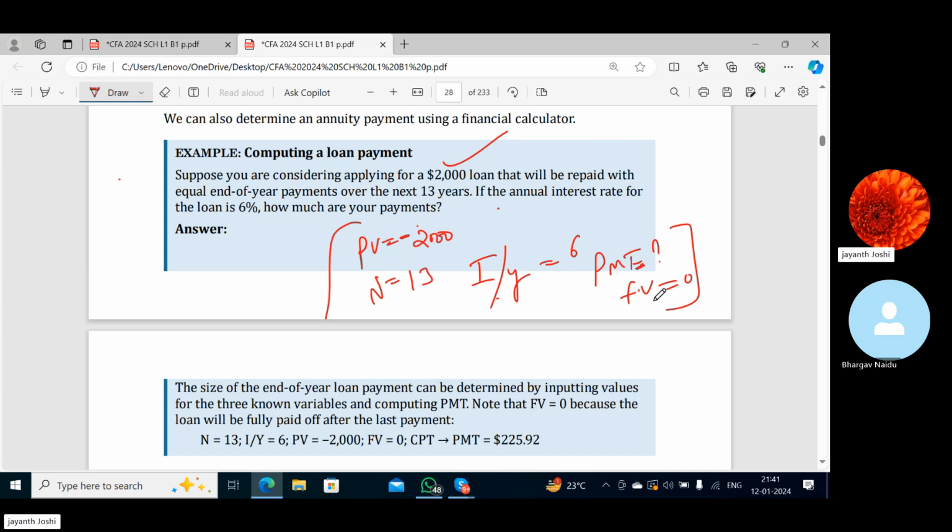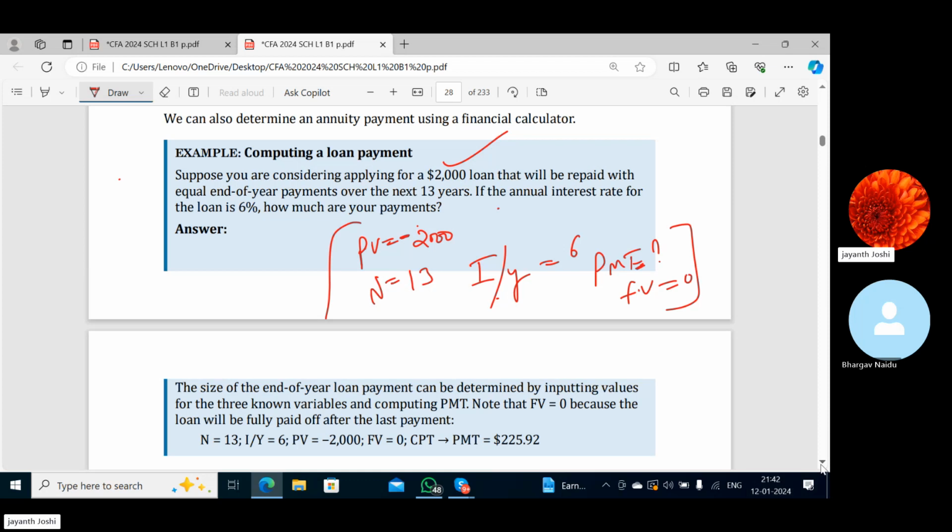Then I'll be clicking 2000. After clicking 2000, plus or minus will give me minus. Did you click that? You got minus 2000. Click on PV. Then click on 0 and click on FV, and then click on compute PMT. You'll get 225.92. Got it? Yes, sir. That's it.